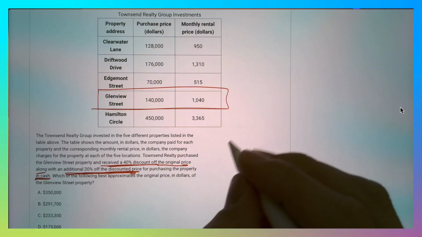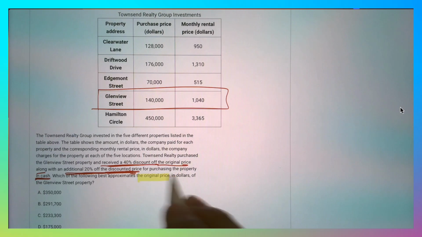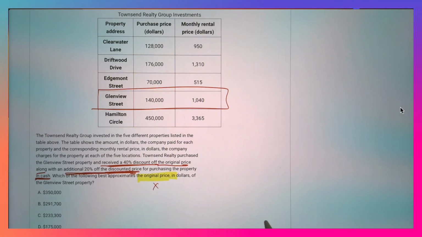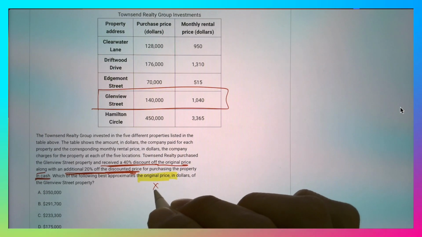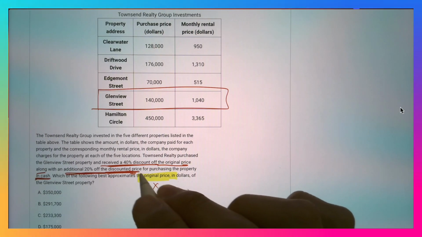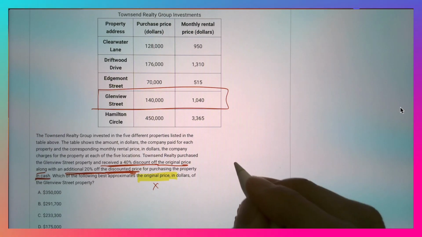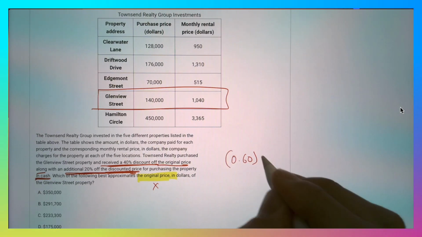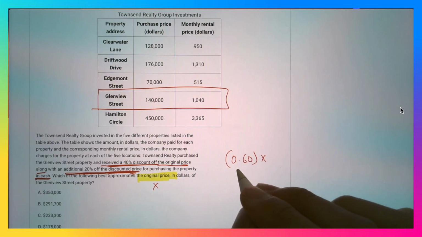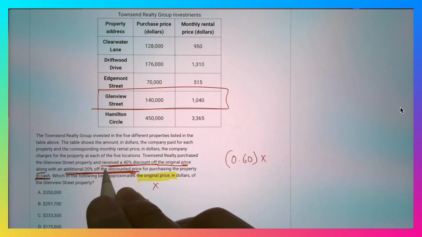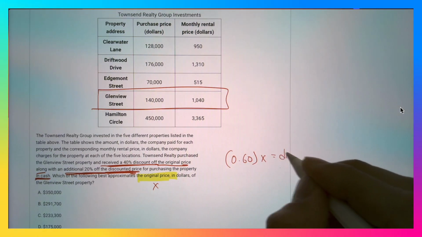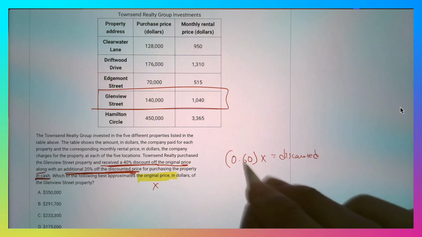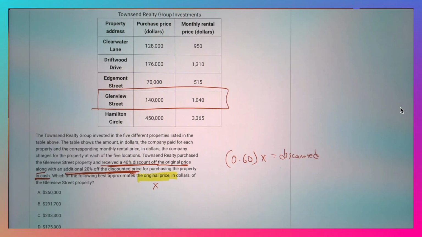Okay, so let's say the original price is x, because they want us to find the original price. For the original price, to get the 40% off, you're going to retain 60%. So this is the discounted price. But it said with the additional 20% off the discounted price. And from here, you get a 20% discount. Now, don't just multiply by 0.2. It said 20% off, which means it's 80% that you are responsible for.